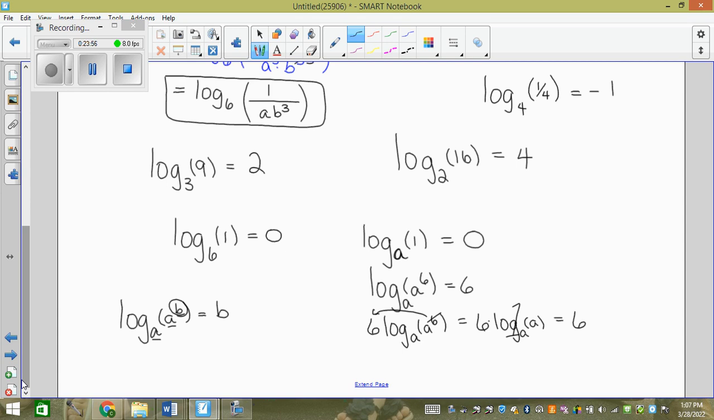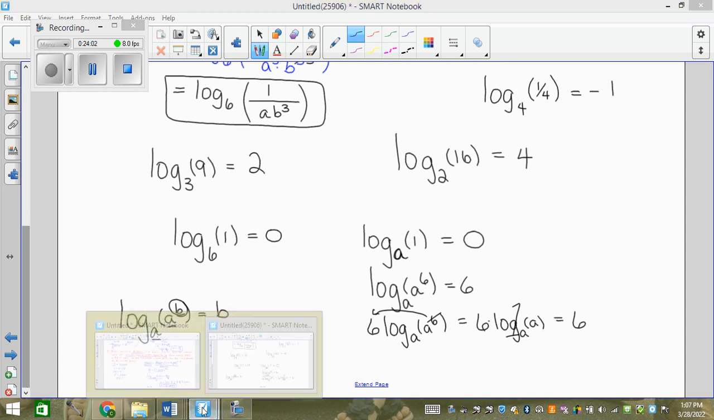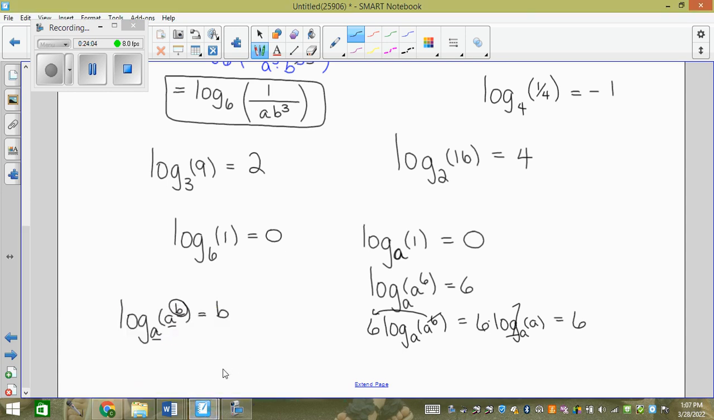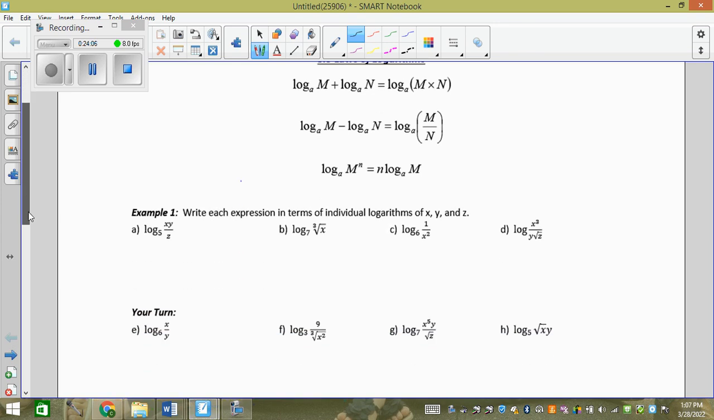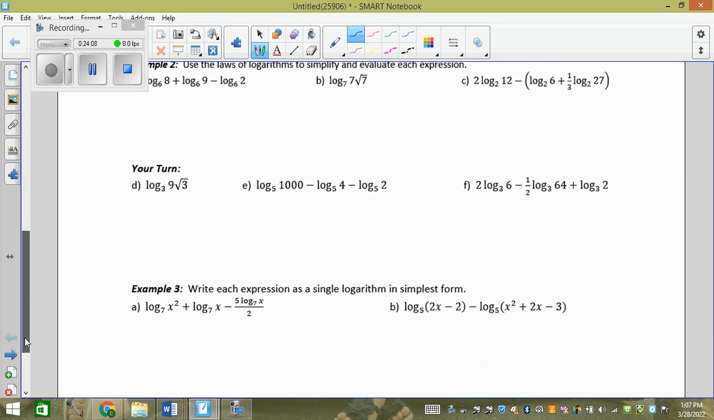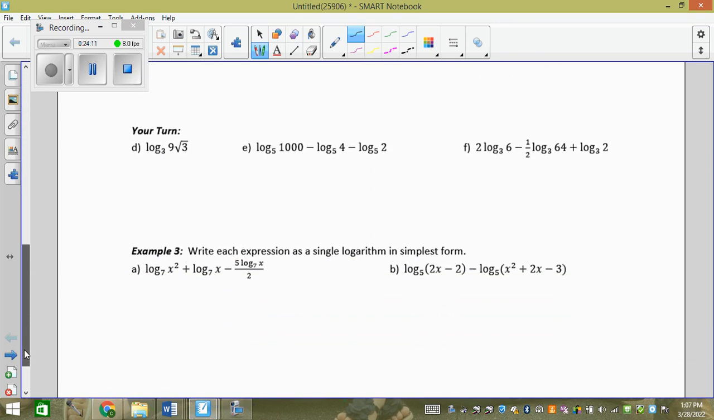So we're going to go back to our notes. I think it was example 3, right? Is that where I was at? Okay. So example 3 says, write each expression as a single logarithm in simplest form.